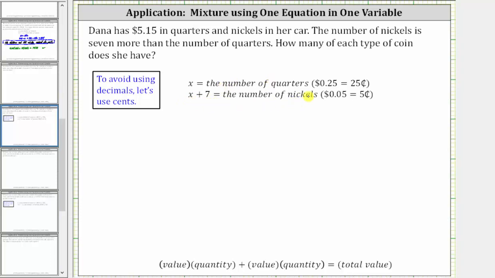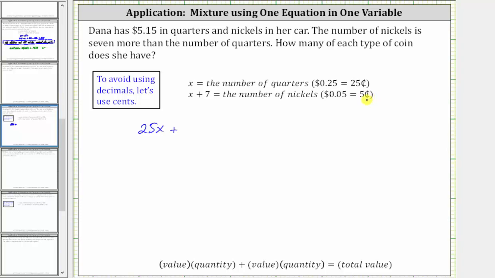Now from here we can write our equation, which will be the value of a quarter times the number of quarters plus the value of a nickel times the number of nickels must equal the total value, which in this case is $5.15. However, to avoid decimals in our equation, we will use the units of cents rather than dollars. So the value of a quarter is 25 cents, and since x is a number of quarters, the value of the quarters is 25 cents times x, or 25x for our equation.